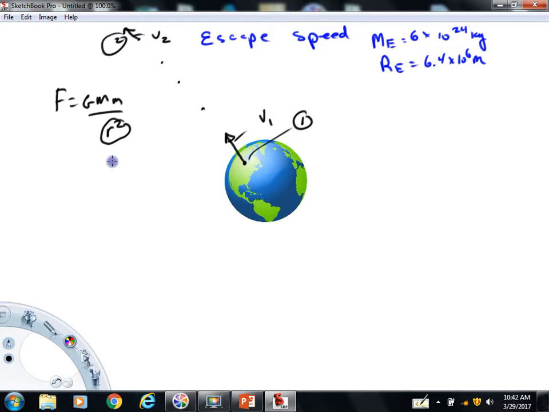It turns out work energy is a really nice, easy way to attack this problem. So we're going to call this position 1, this position 2, and I'm going to write out the work energy theorem: PE1 plus KE1 plus work equals PE2 plus KE2.